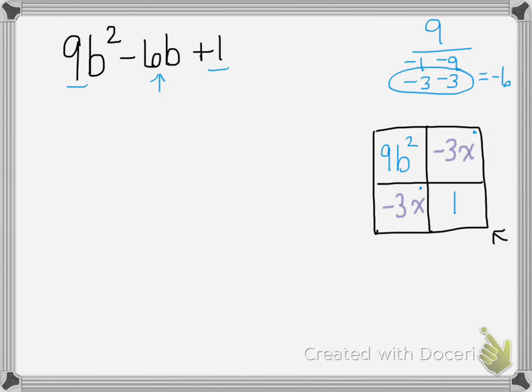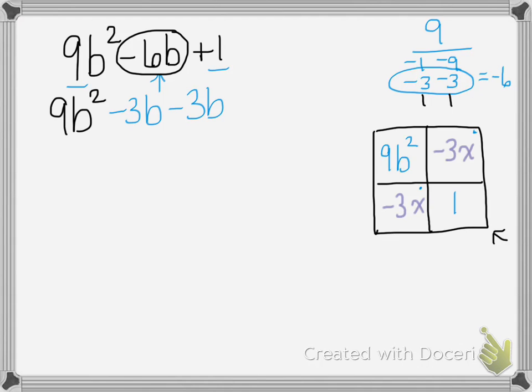And when we rewrite our expression, we have 9b squared. Instead of writing minus 6b, we're going to use the two factors we came up with. So instead of negative 6b, we are going to have negative 3b minus 3b plus 1. You can see that this stayed the same, this stayed the same. This is the only piece we rewrote.